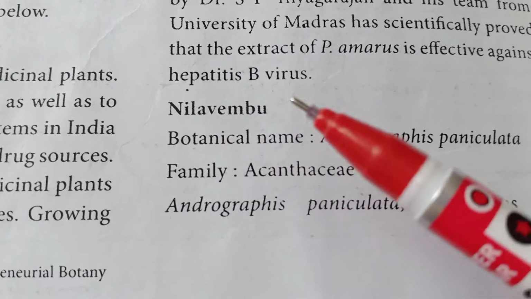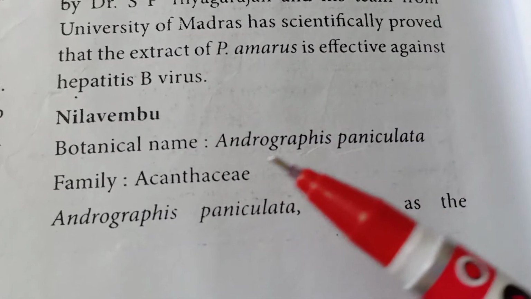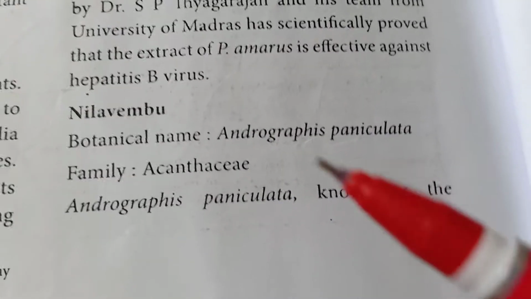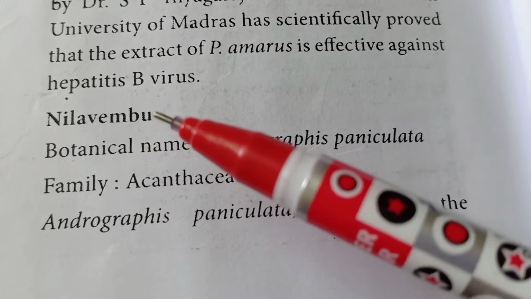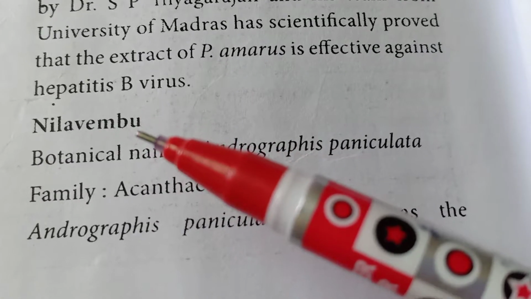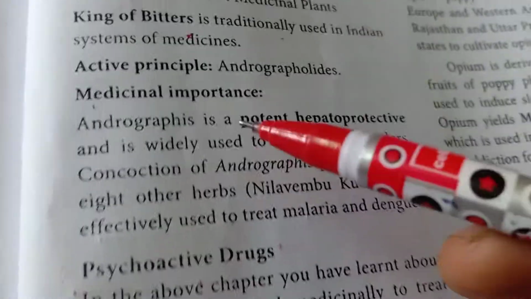Nilavembu. Nilavembu is called the king of bitter. Its botanical name is Andrographis paniculata. Andrographis paniculata is the botanical name of Nilavembu. So Nilavembu is called the king of bitter. What are its medicinal uses?